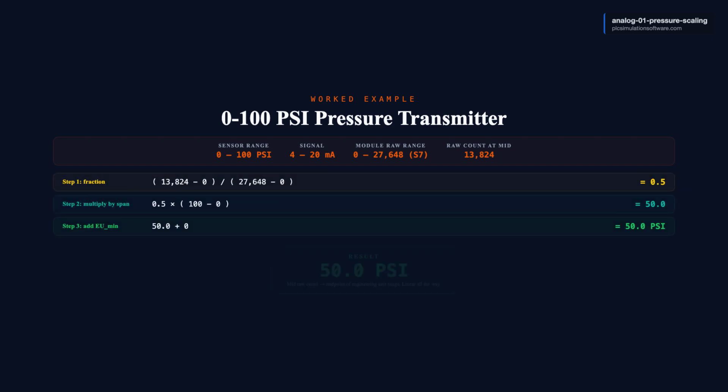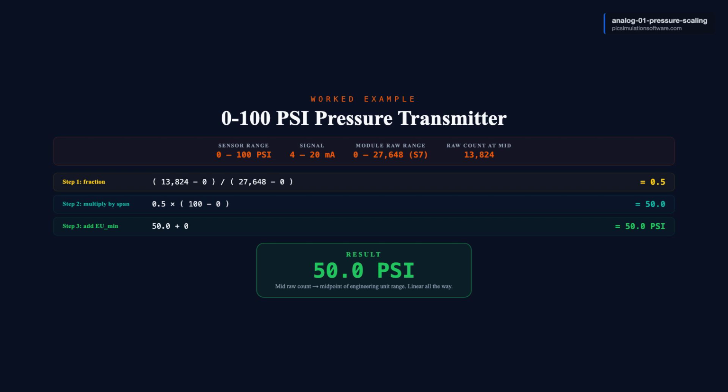Here is the worked example. Pressure transmitter, 4 to 20 milliamp, 0 to 100 psi, Siemens S7-1200 module, raw range 0 to 27,648. The raw count at mid-signal, halfway between 4 and 20 milliamps, is 13,824. Apply the formula. 13,824 minus 0, divided by 27,648 minus 0, is exactly 0.5.